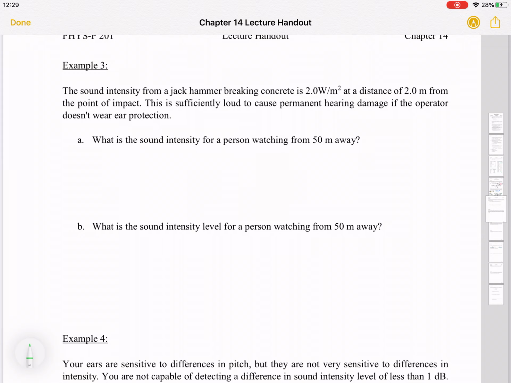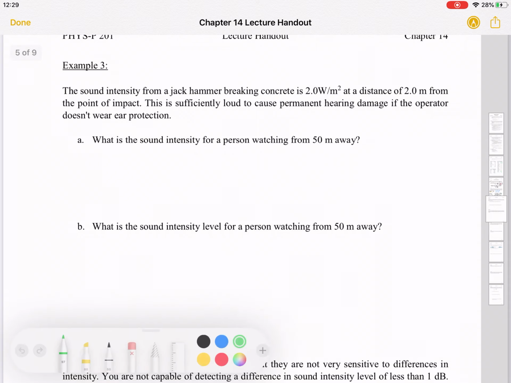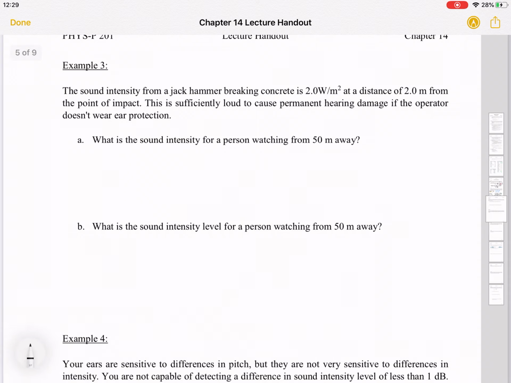Example 3 says, the sound intensity from a jackhammer breaking concrete is 2 watts per square meter at a distance of 2 meters. This is sufficiently loud to cause permanent damage to the hearing of the operator. So let's ask, what is the sound intensity for a person who is 50 meters away? I'm looking for an intensity, not a level, but an intensity. And then we'll do level in the next one.